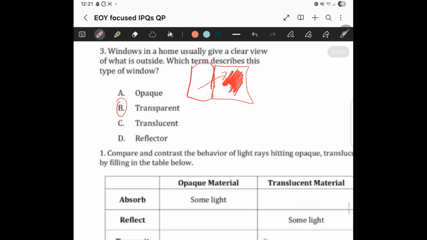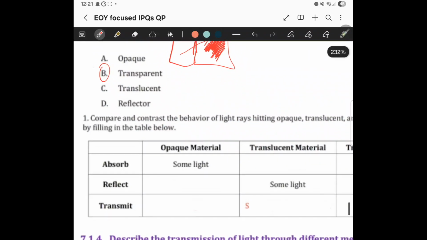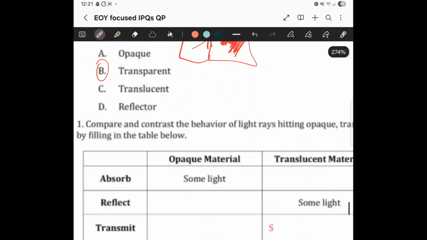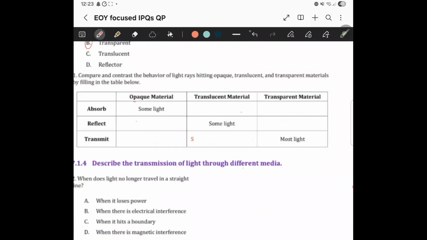You cannot see anything through it. That's opaque. Reflector is just something that shines light back at you. Okay, a little bit like opaque, because opaque kind of does that too, but a reflector shines it more. Let's look at this next question over here.